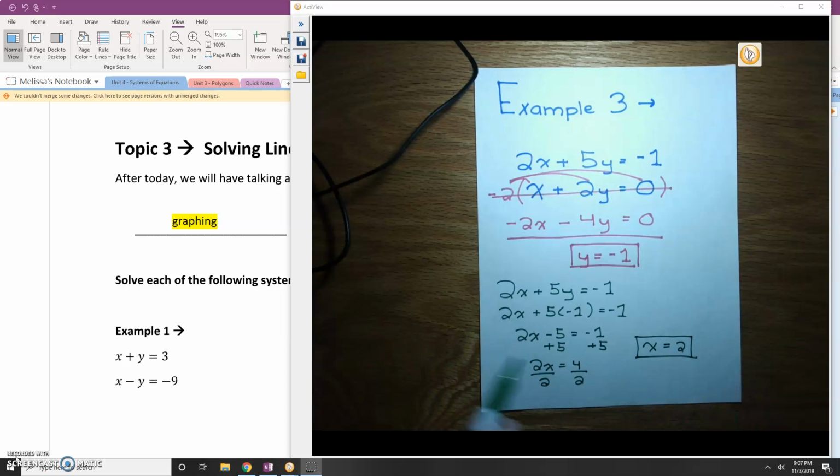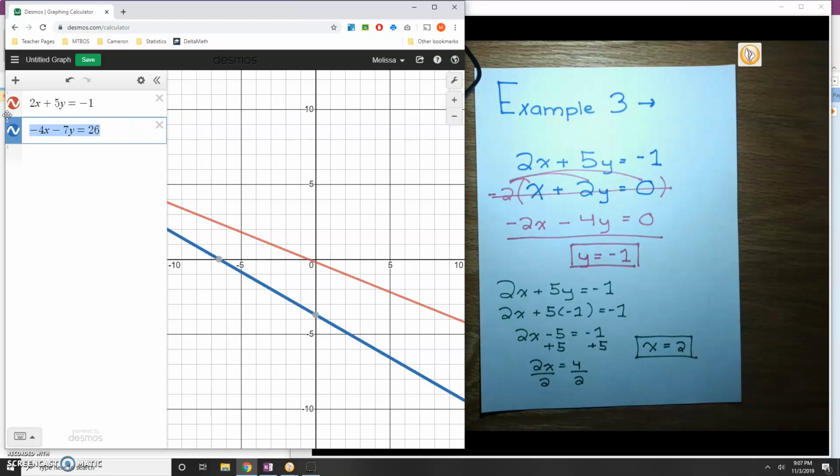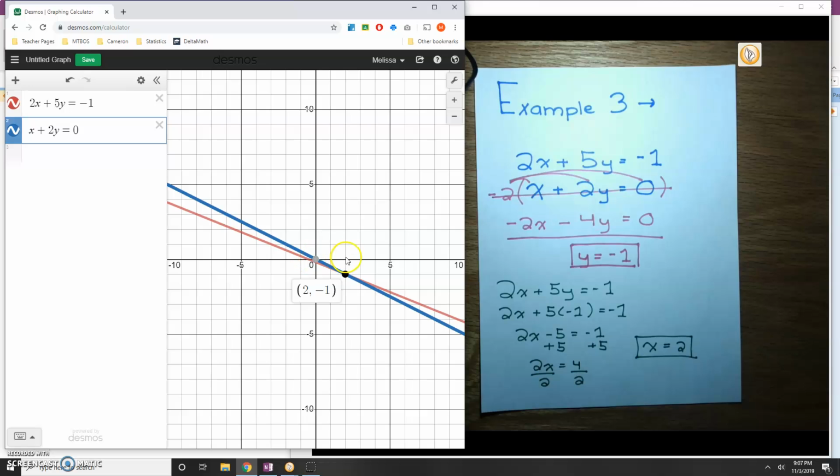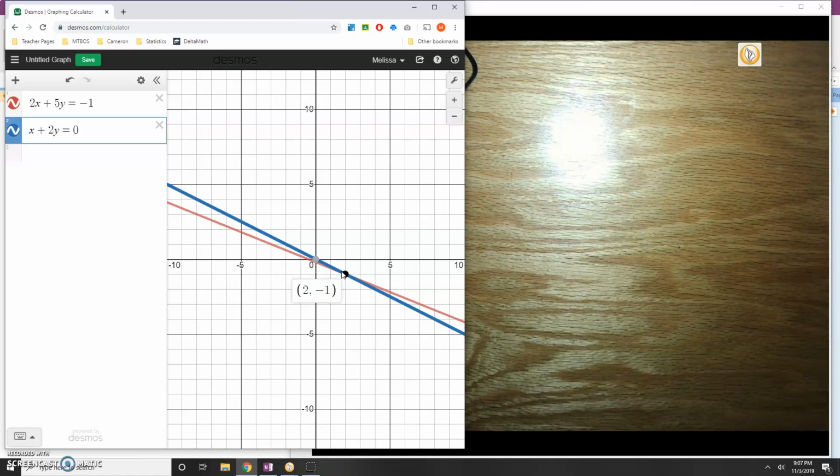All right, so for my solution, I have y is equal to negative 1, x is equal to 2. So let's check it. My original two equations were 2x plus 5y equals negative 1. And my second equation was x plus 2y equals 0. And yeah, sure enough, my intersection point is 2, negative 1. All right, now, last type of elimination here comes with example 4.